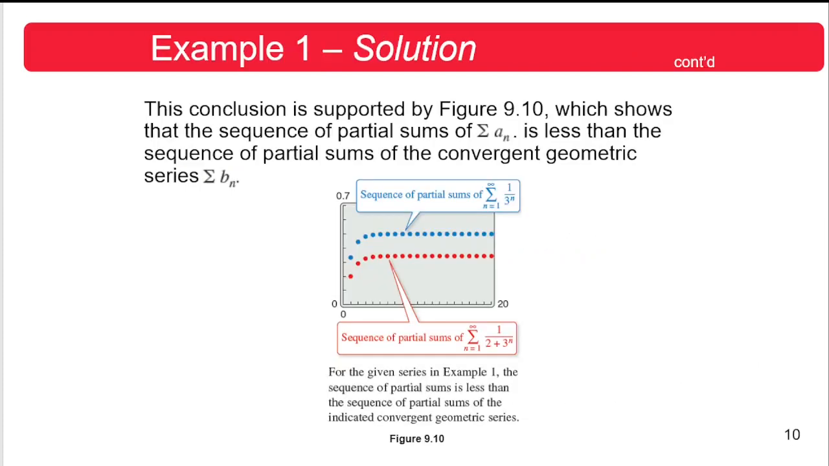The conclusion of the first example is supported by this figure, which shows that the sequence of partial sums of the summation of a sub n is less than the sequence of partial sums of the convergent geometric series, the summation of b sub k. So this is the bigger series, this is the smaller series, and as you can see, if the bigger series converges, the smaller series also converges.